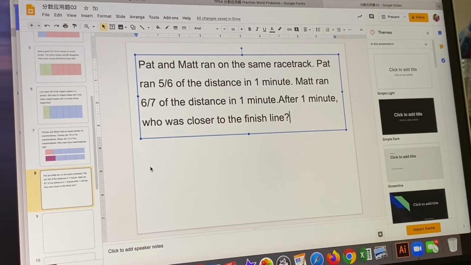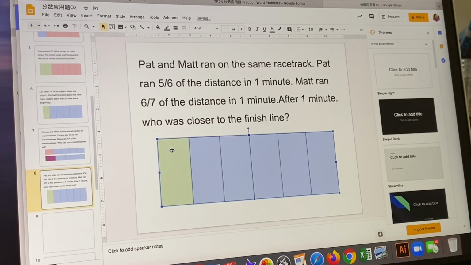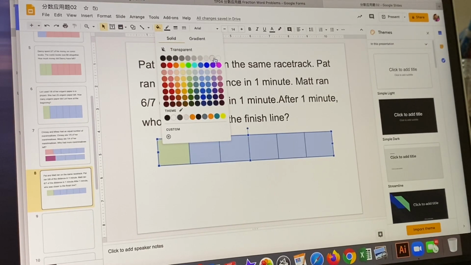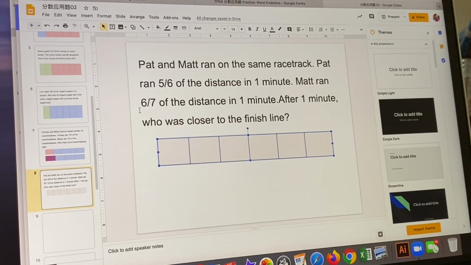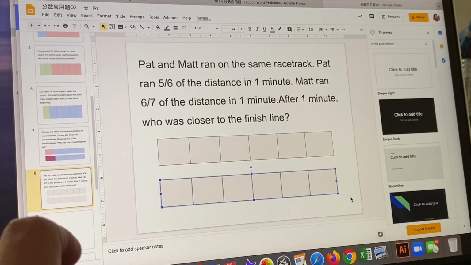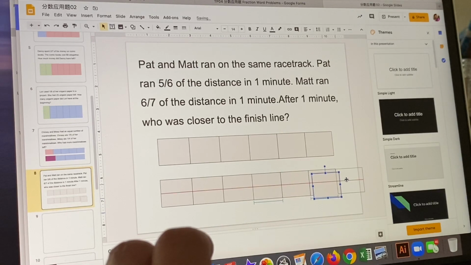So this is 1. In 1 minute, 5/6. How do I express this? So first we put all in transparent color, and Matt ran 6 out of 7 of the distance in 1 minute. So she will be this, and add one more. Okay, 7s.